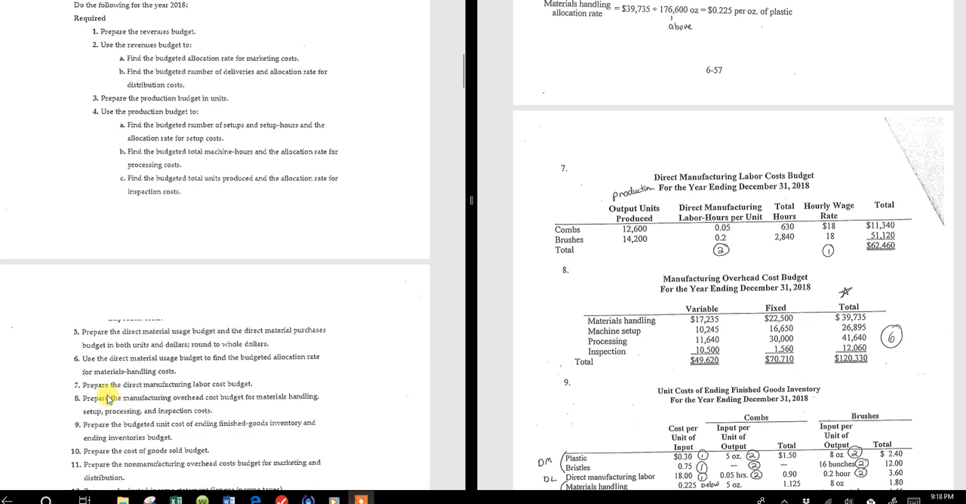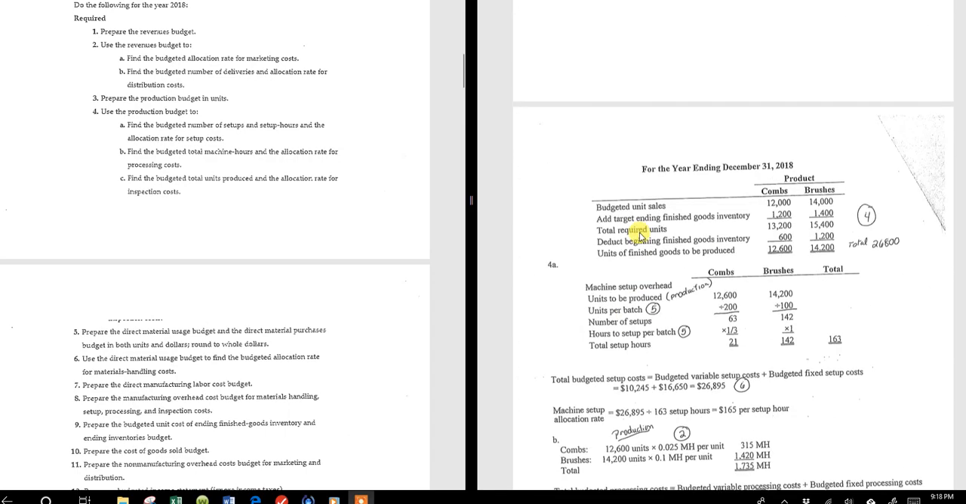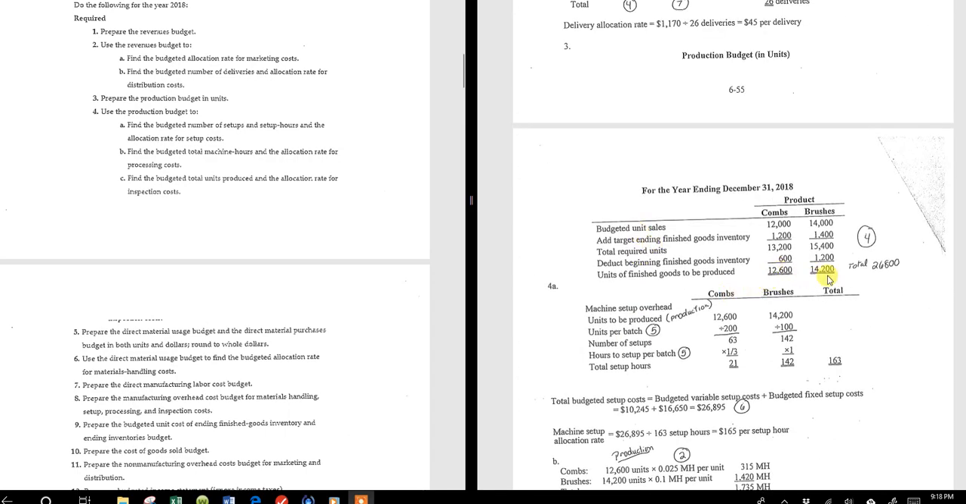Okay, so next one tells me to do our direct manufacturing labor. So if you think about labor, you're going to ask yourself 2 questions. And please write these down and think about them before. How many hours is it going to take to make each one, and what am I paying people per hour? So notice I'm starting with production, not sales, production. So you can go up to your production budget. Again, hopefully you're writing these down.